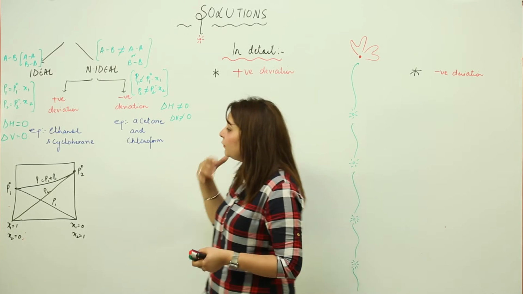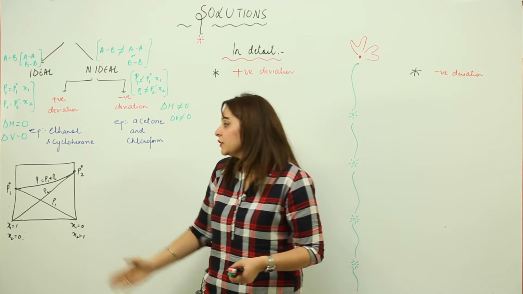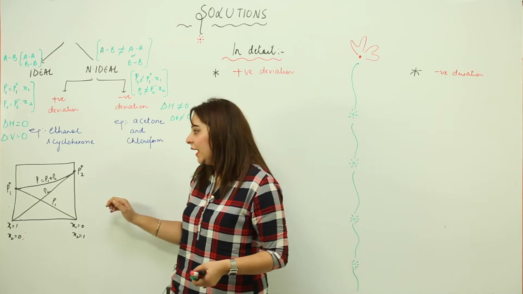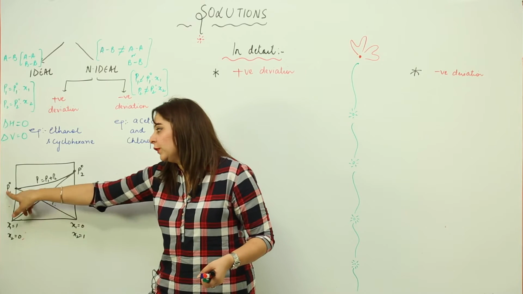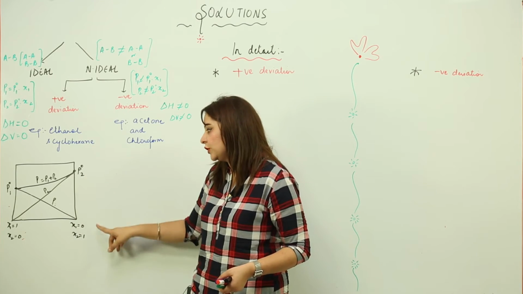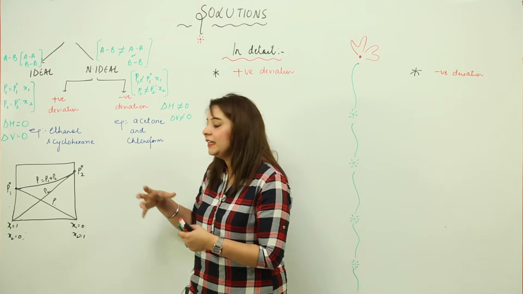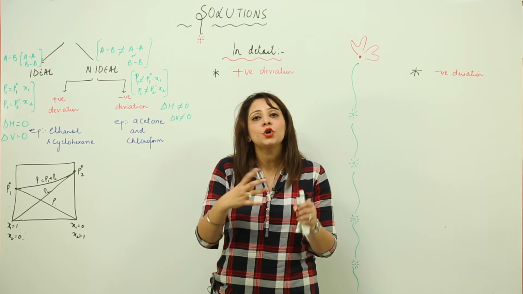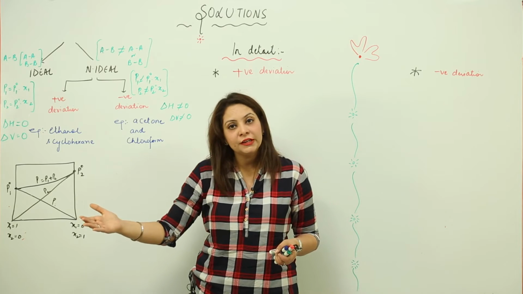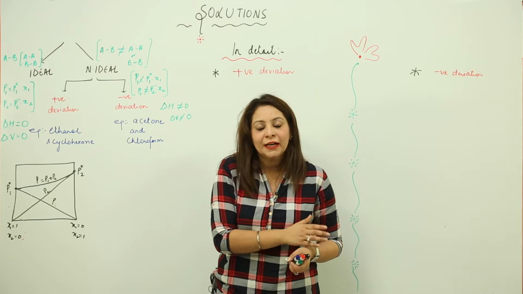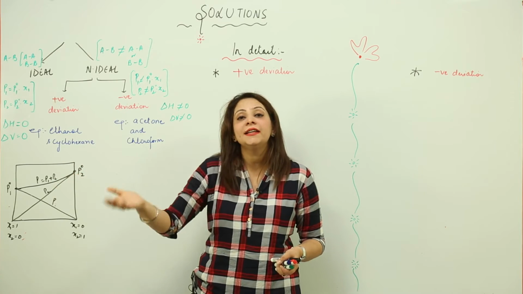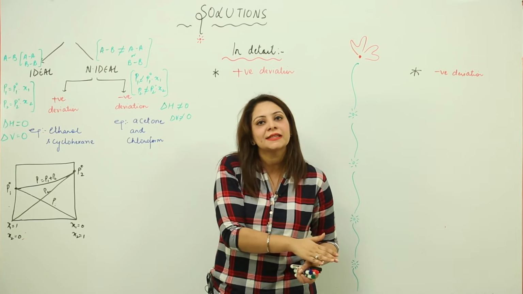So if we talk of a non-ideal solution graphically, this is not obeyed by the non-ideal solution, right, because in this case P1 is not equal to P1 naught into X1 and P2 is not equal to P2 naught into X2. So we will see a certain kind of deviation. Now when we talk of deviation, we will see that the deviations are of two types. Either the vapor pressure will increase or the vapor pressure will decrease. That means it may have more vapor pressure as compared to the ideal one, or it may have less vapor pressure as compared to the ideal one.